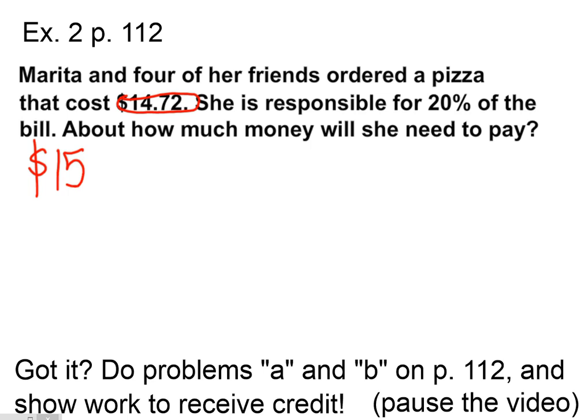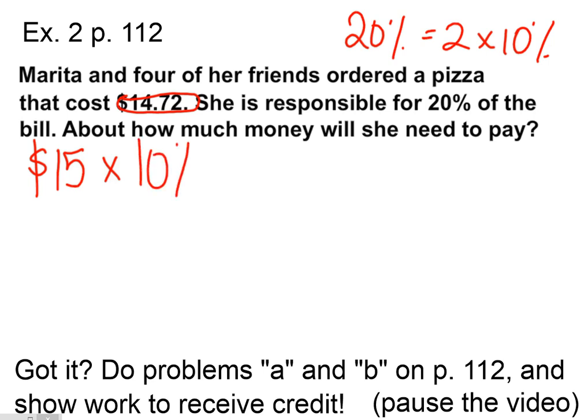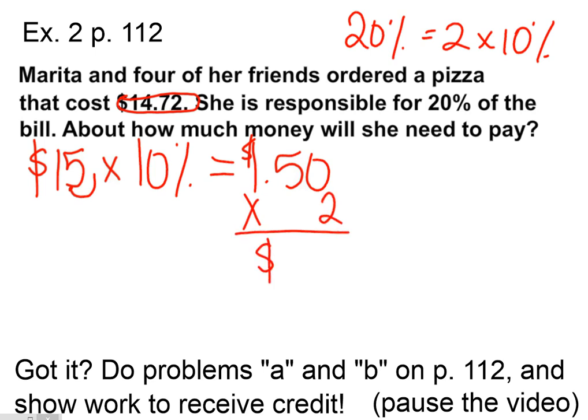Now, 20% is 2 times 10%. So first I'm going to find 10%. 10% of 15, all you have to do is move the decimal over 1 place to the left, and you get $1.50. Now, instead of 10%, we want to multiply that times 2 to get 20%. So $1.50 times 2 is $3. So if the total bill is $15, she's paying 20%. Then her portion of the bill would be about $3.